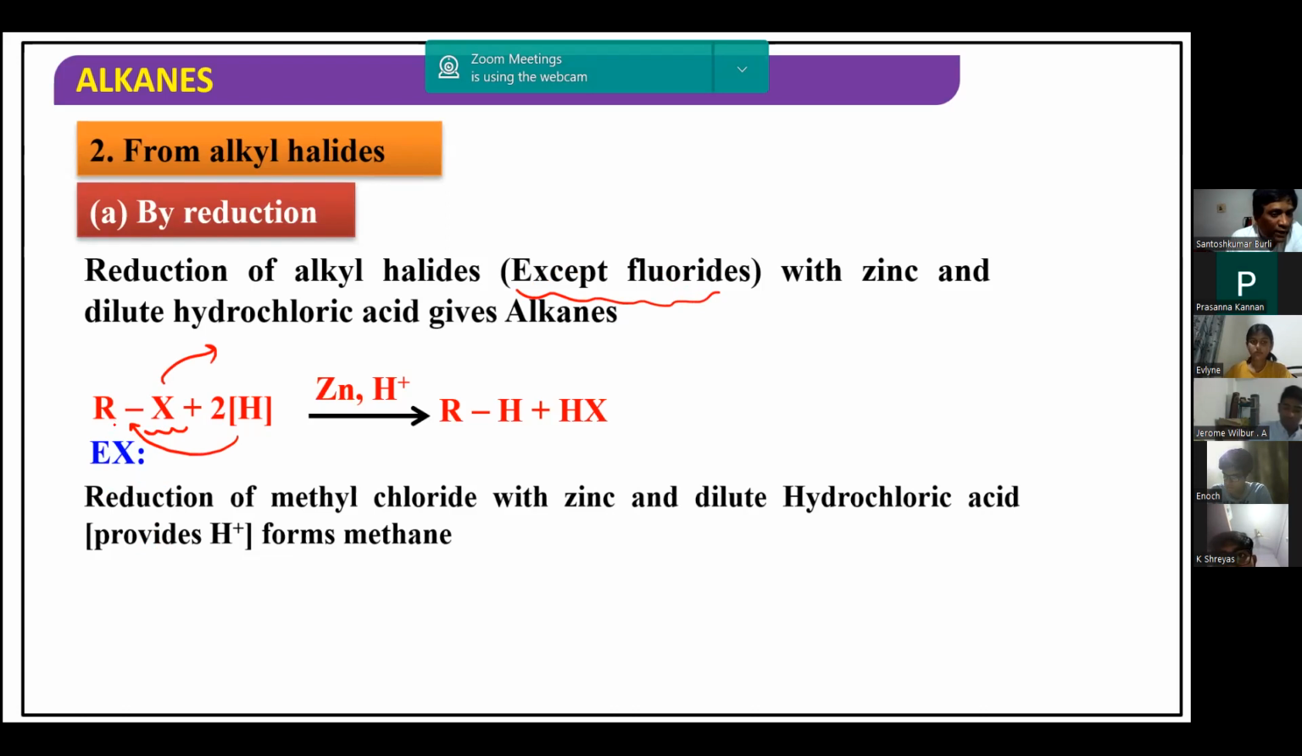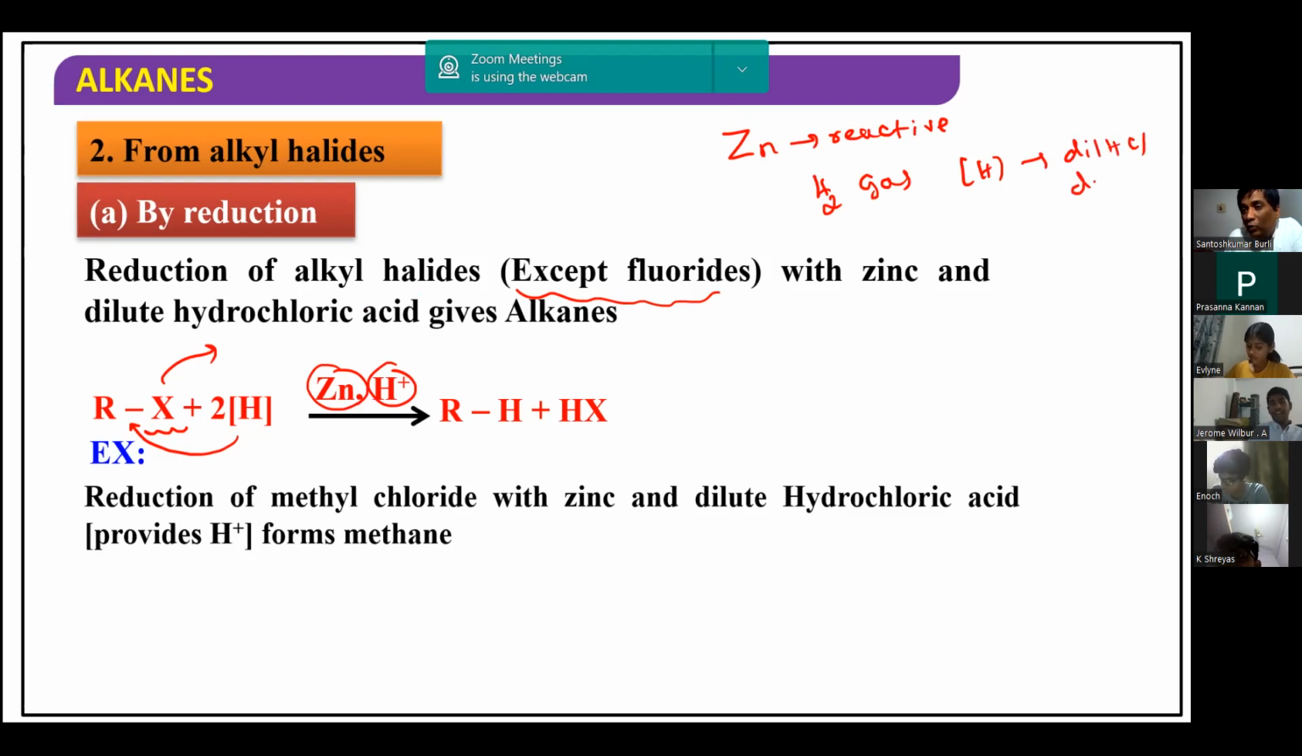So it is very easy to break other bonds like C-Cl, C-Br or C-I bonds. It is easier, whereas C-F bond breaking is very difficult. So zinc in the presence of H+, you know, zinc is highly reactive, and zinc releases hydrogen gas or nascent hydrogen when added to dilute acid, dilute HCl or dilute H2SO4. So when you add zinc to this, it releases hydrogen gas. So that hydrogen is used for this reduction process.